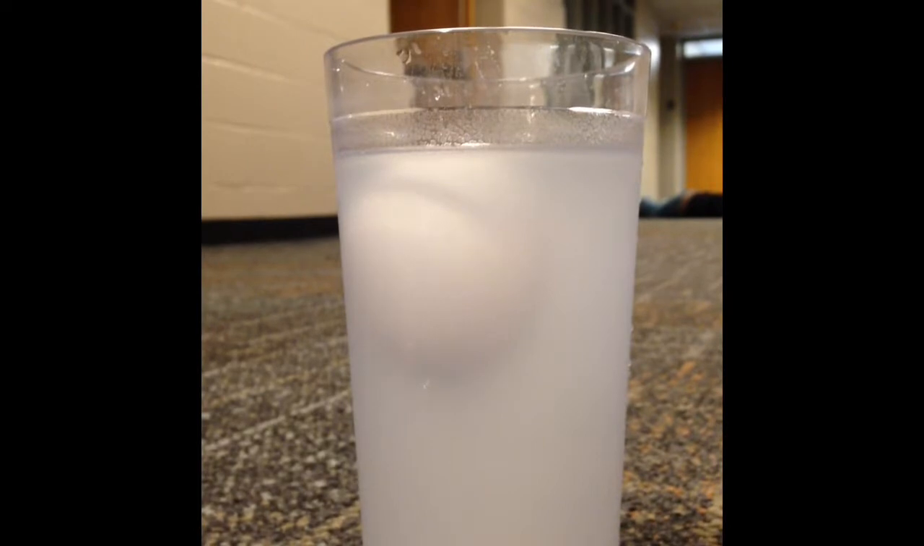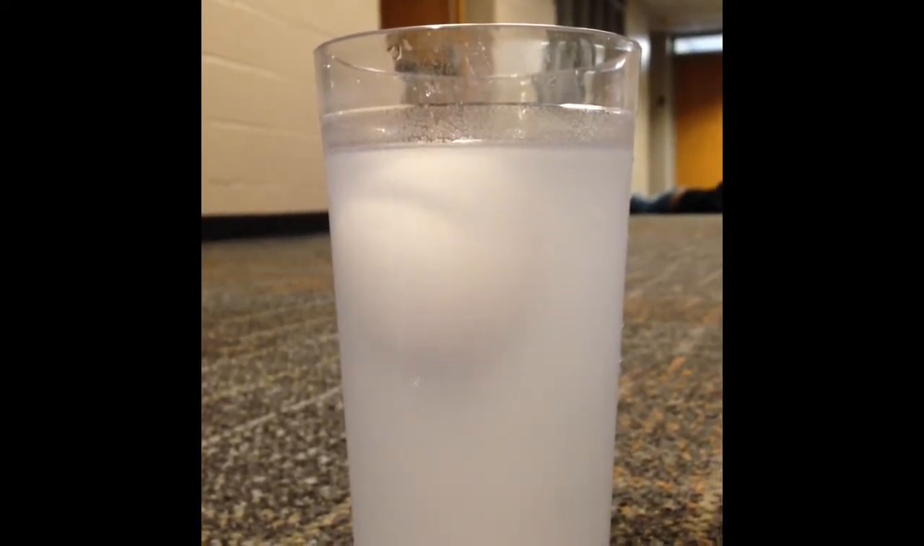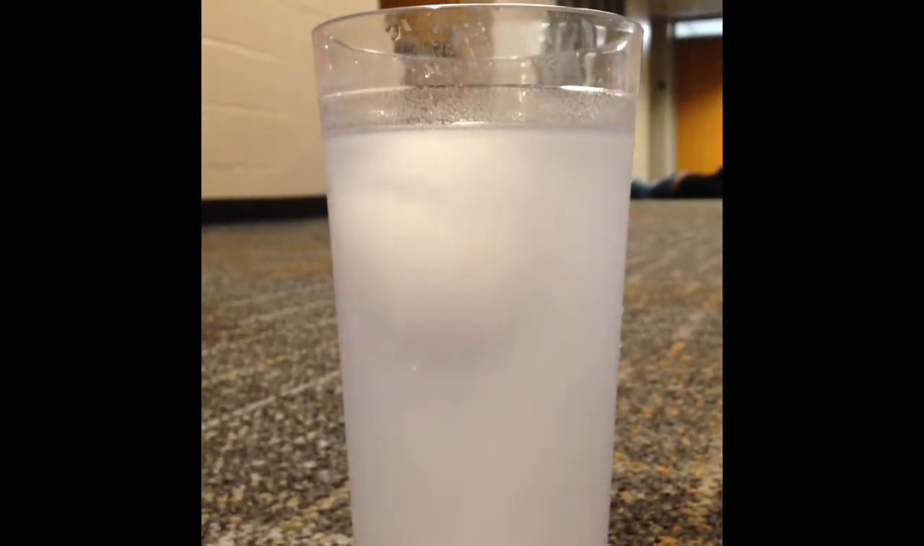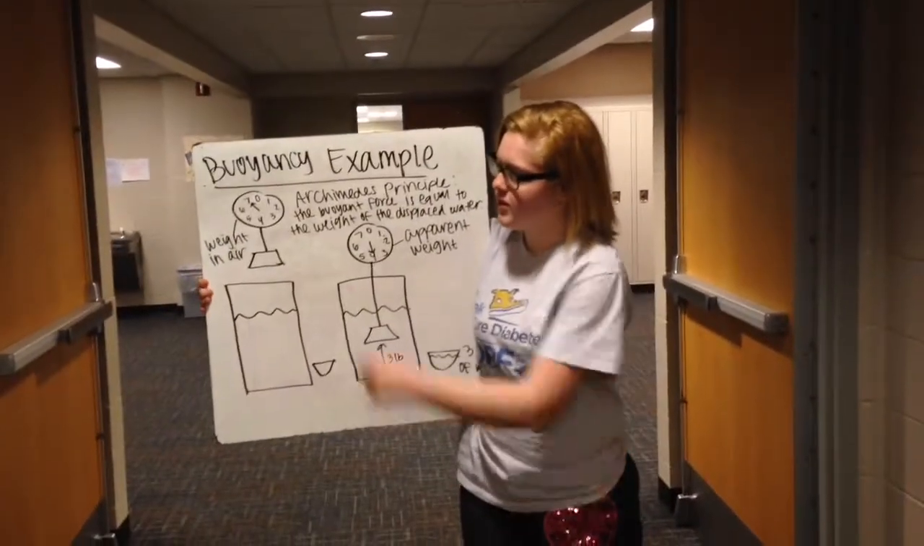As you can see, a floating object displaces a weight of fluid equal to its own weight. And the buoyant force in this case is greater than gravity. So this is another example of buoyancy.